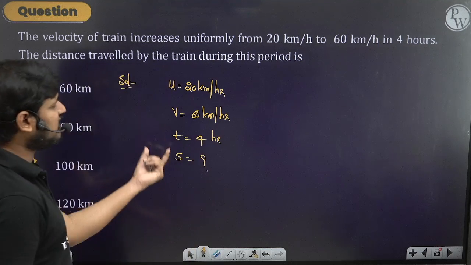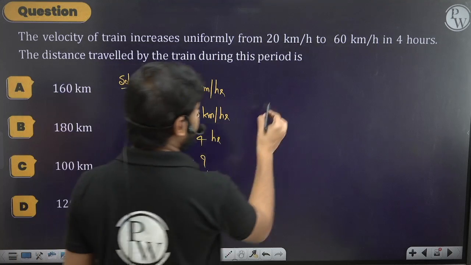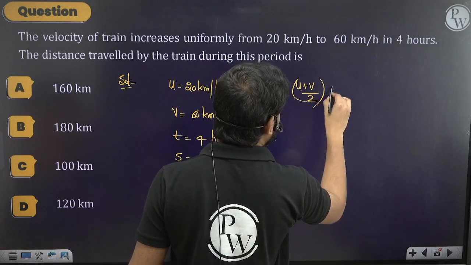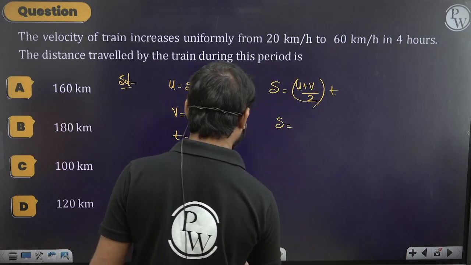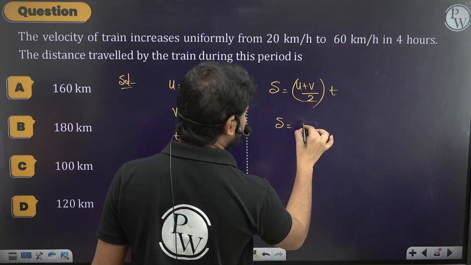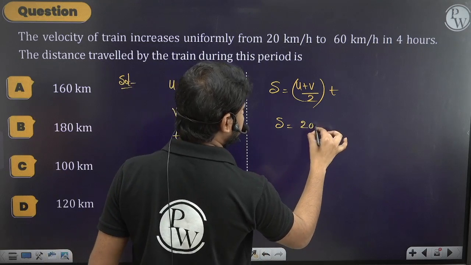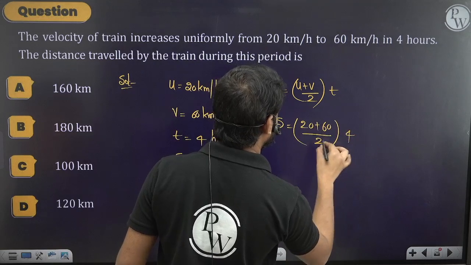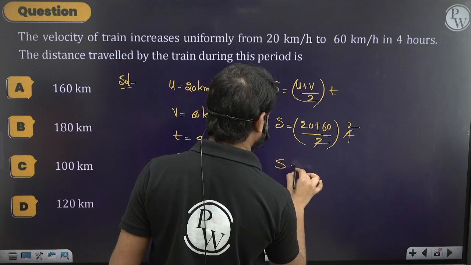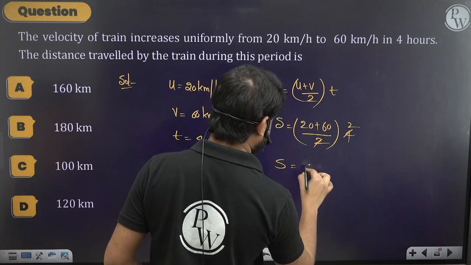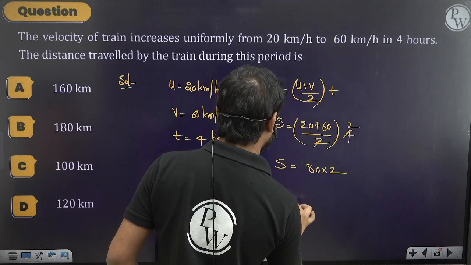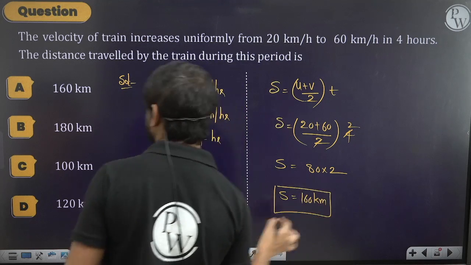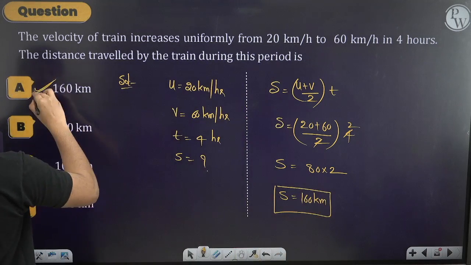So we know the relation between these, right? We can simply write S is equal to U plus V by 2 into T. So S is equal to U, which is 20, plus V 60, by 2 into time 4. So 2 twos are 4, S is equal to 80 into 2, which is nothing but 160 kilometers. Option A is the correct one. Simple question.